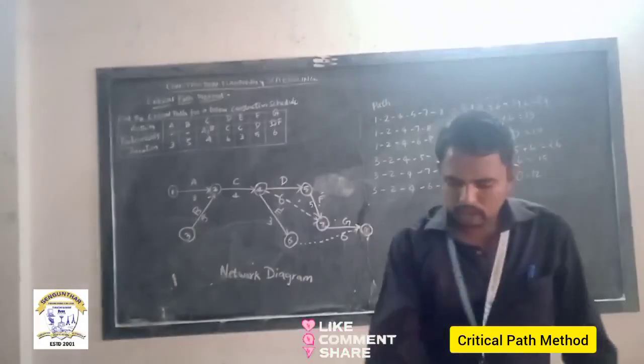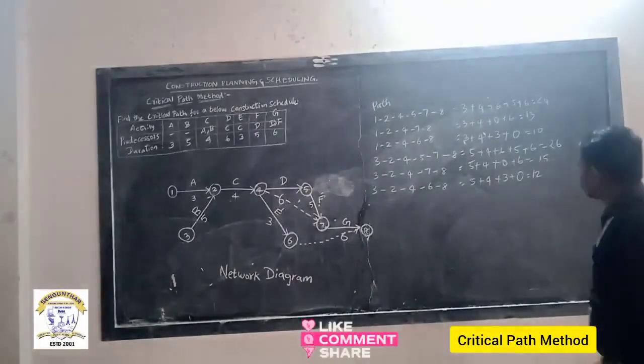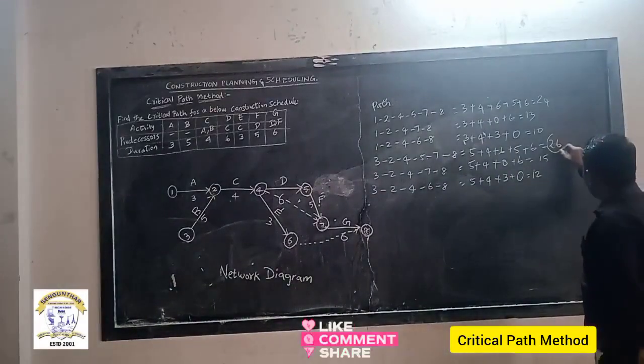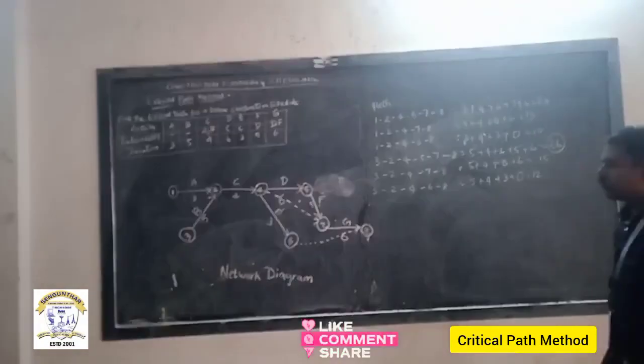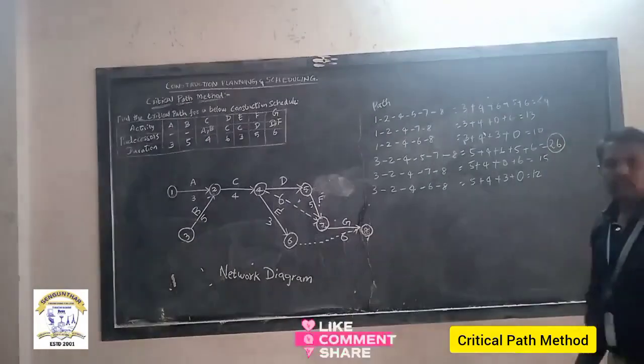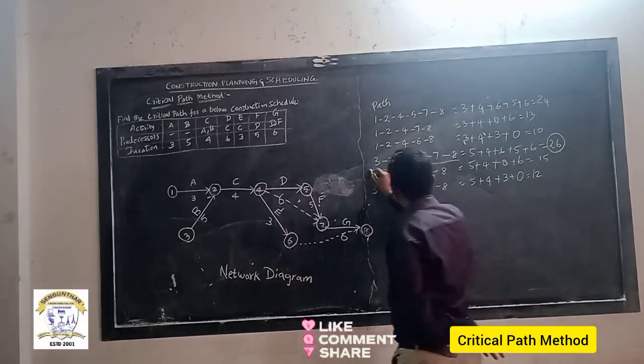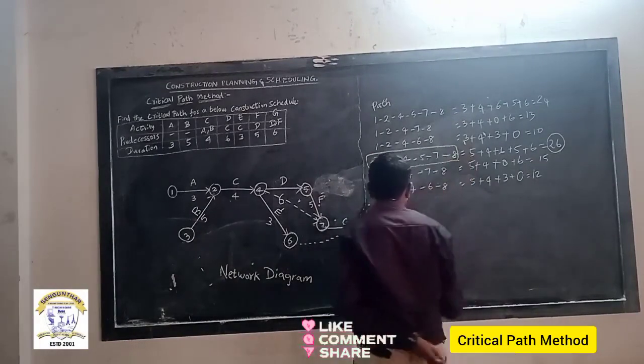Right. So from the calculation of the total durations, which one is the higher value? 26 is the higher value, because the values are 24, 13, 10, 26, 15, 12. So among these values, 26 is the maximum value. So for its respective path, this path is the critical path.